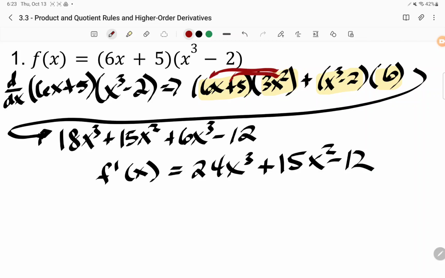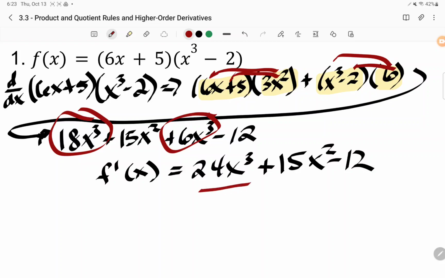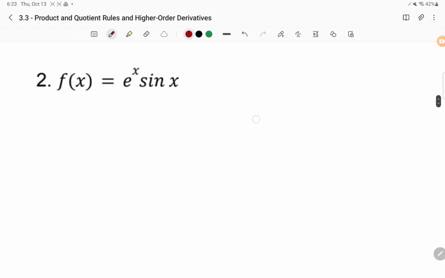So you can think of having to distribute to get these terms down here. You can put the 18x to the third and the 6x to the third together to get 24x to the third. And your final answer is the derivative of the function is 24x to the third plus 15x squared minus 12. Okay, let's go ahead and try this one.